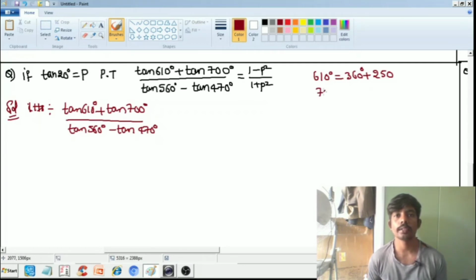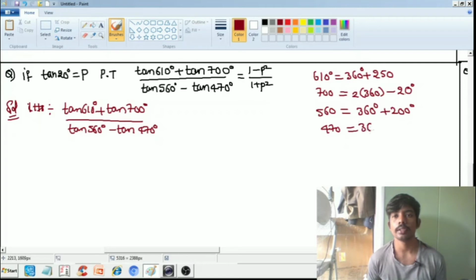Here 700 degrees can be written as 2 times 360 degrees, meaning 720, minus 20 degrees. Next, 560 degrees can be written as 360 degrees plus 200 degrees. Next, 470 degrees can be written as 360 degrees plus 110 degrees.